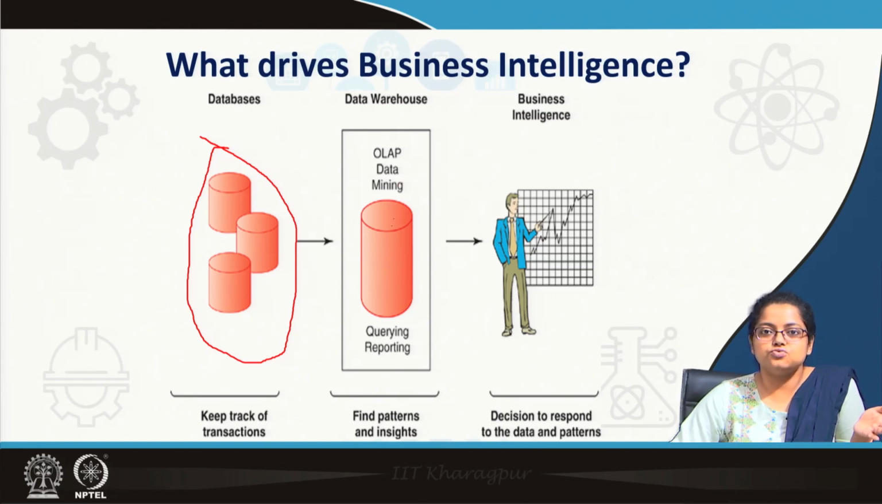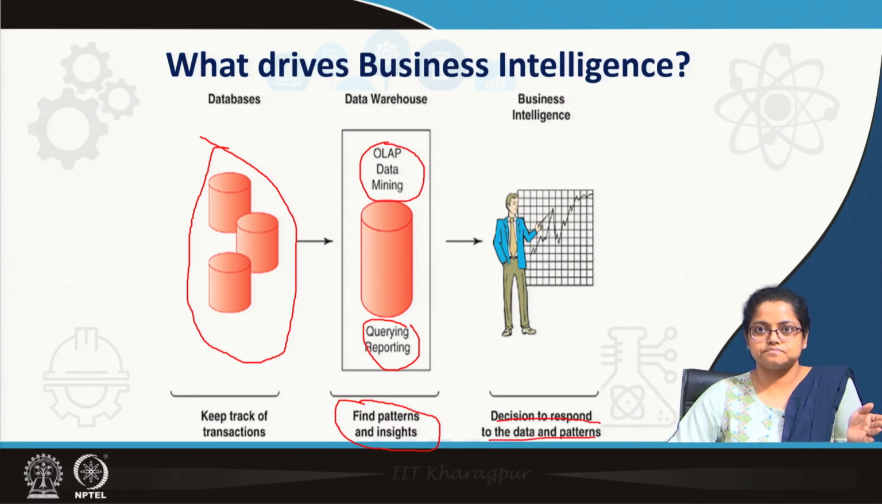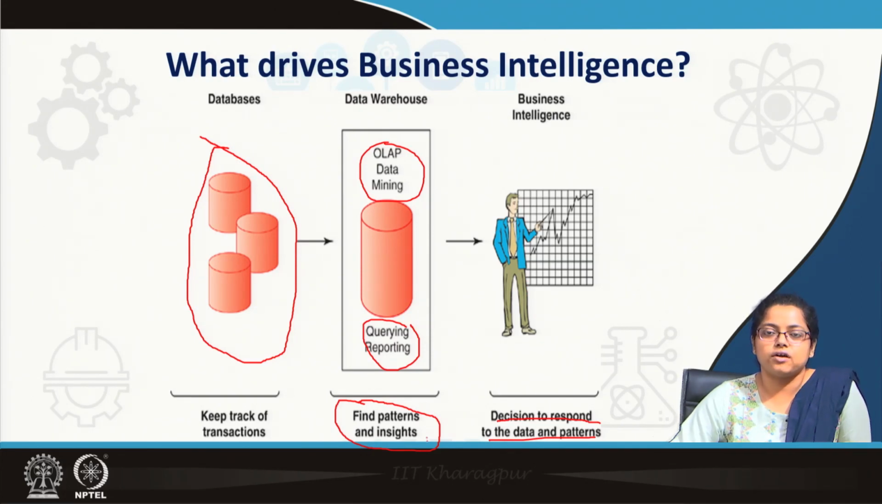Now, the data warehouse has tools for querying, reporting, performing OLAP and data mining in order to find very important patterns and insights. Once you find patterns and insights out of the data with all of these tools that we have discussed, you derive business intelligence, that is, decisions to respond to the data and patterns. Business intelligence helps you make better business decisions out of the data that resides in the data warehouse. All right, so moving ahead.